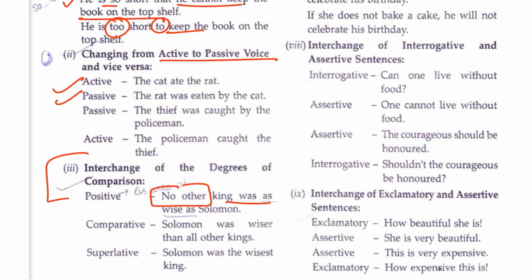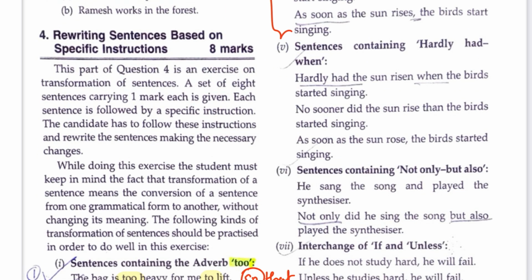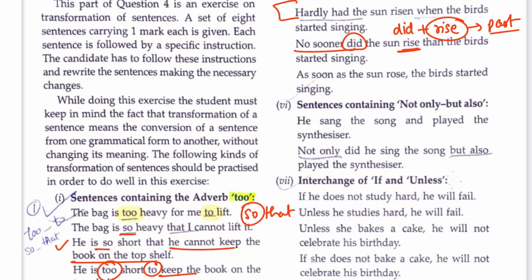No other king was as wise as Solomon. So as wise as, for positive. In comparative, Solomon was wiser than all other kings. Here, than is necessary. No sooner than and as soon as. Hardly had the sun risen when the birds started singing. No sooner did the sun rise. Did plus rise. You don't have to mention past tense. This is a blunder in this case. As soon as the sun rose, the birds started singing.